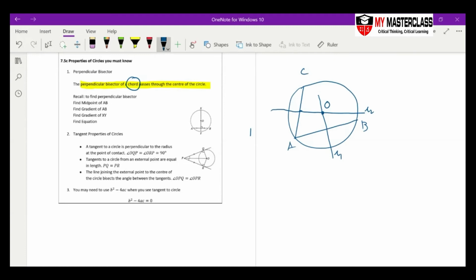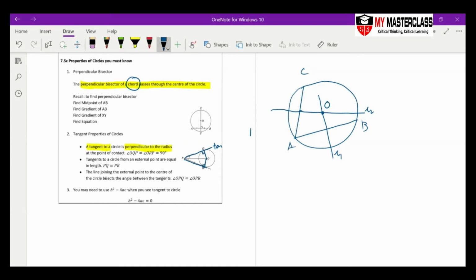Okay, property number two, a tangent to a circle is perpendicular to the radius. This one is super important. A tangent is a line that touches the circle at only one point. So it touches here. So this is called a tangent. It will be perpendicular to the radius. Same thing, another tangent perpendicular to radius.